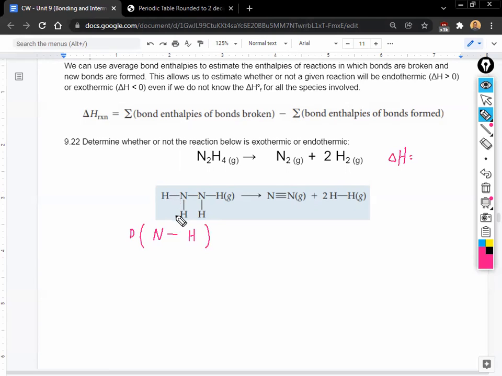How many nitrogen-hydrogen bonds were broken? Oh, 4, my bad. We've got 1, 2, 3, and 4. So we had 4 nitrogen-hydrogen bonds that were broken. And then what's another bond that was broken? Yeah, the N-N. So we have 1 nitrogen-nitrogen bond. So far, so good?